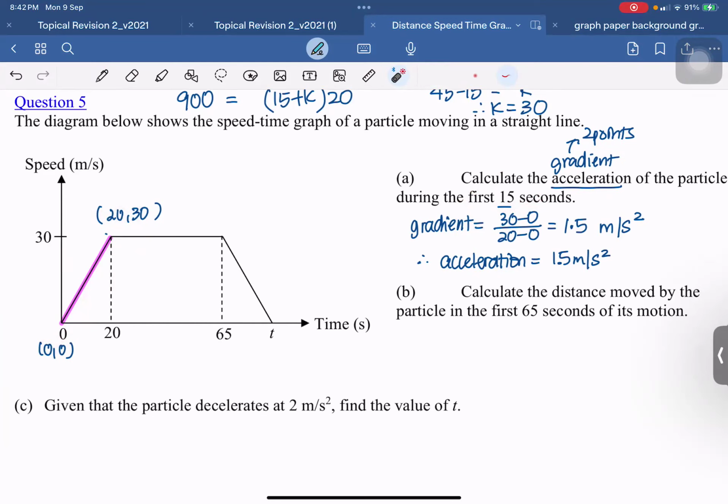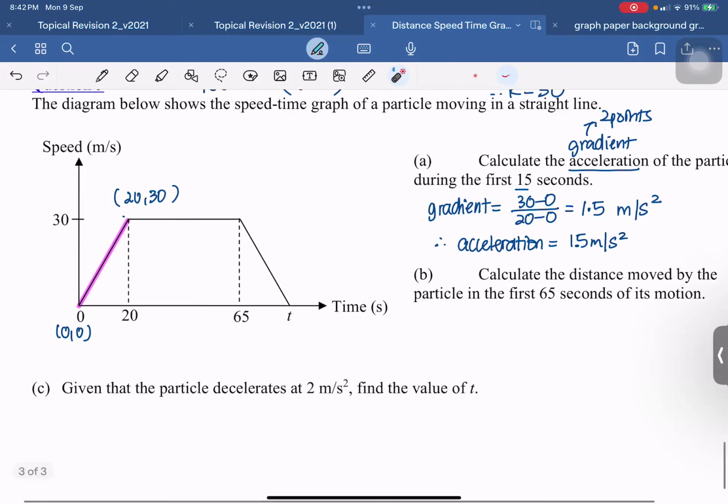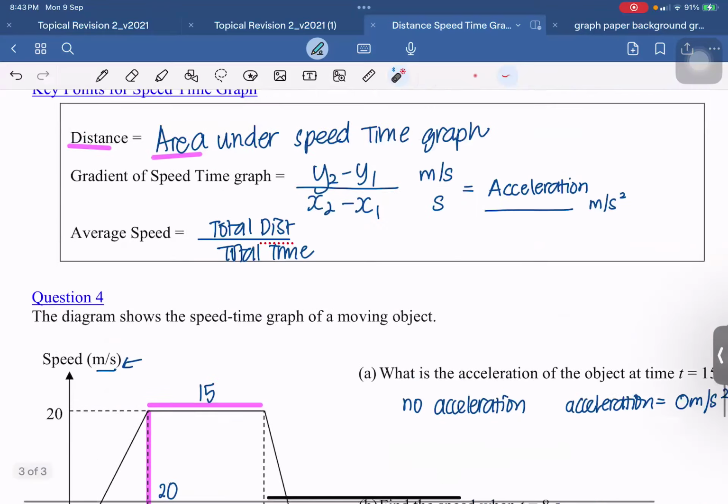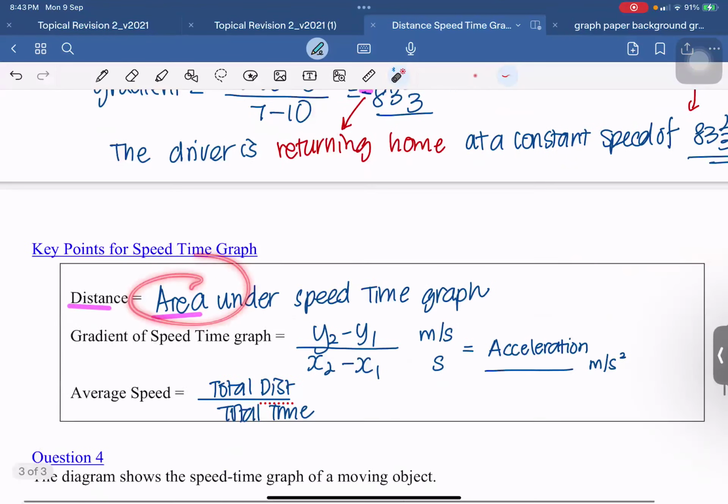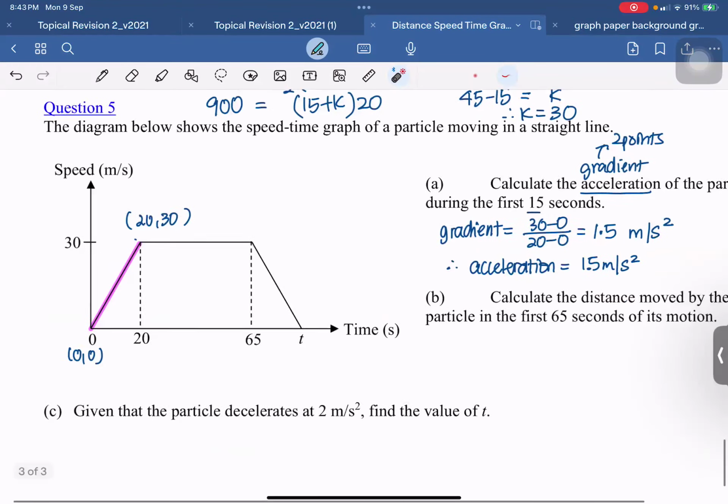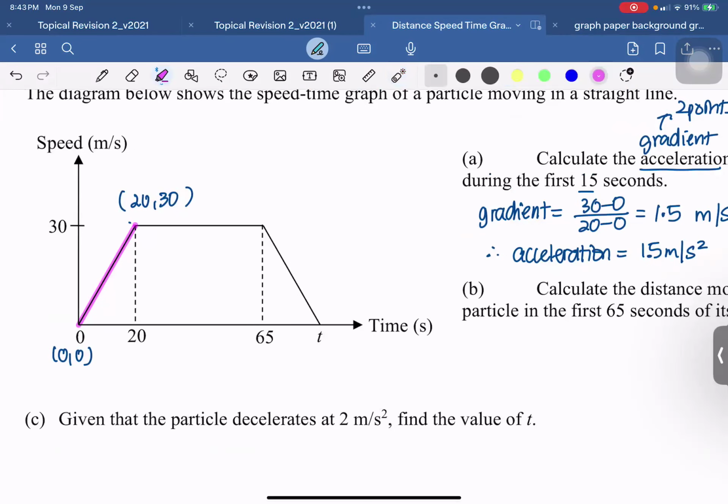Part B. Calculate the distance moved by the particle in the first 65 seconds. Question 1: distance. Very good. We need to find the area under the graph. So for a speed-time graph, distance is the area. They want up to 65 only. So up to 65, what is this whole area?